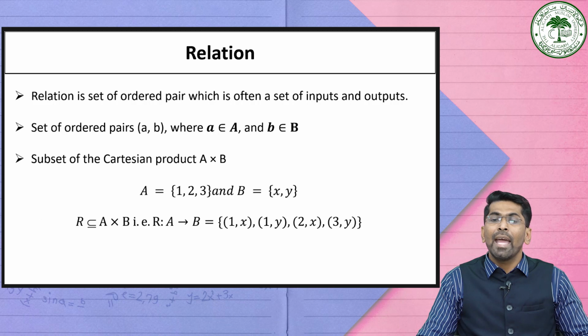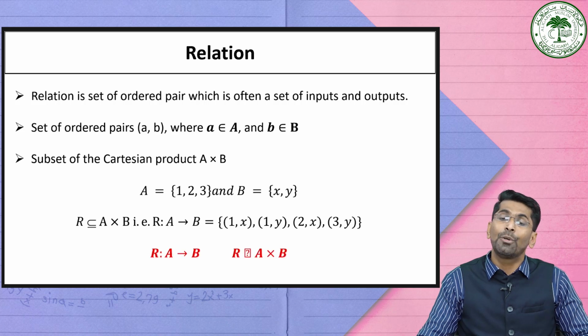If A and B are two sets, then the relation R from A to B is a subset of A cross B. That is, a relation is nothing but a subset of A cross B.